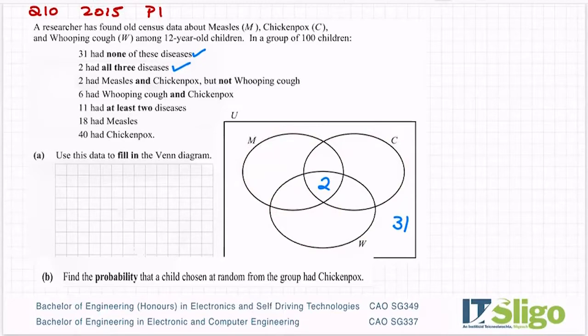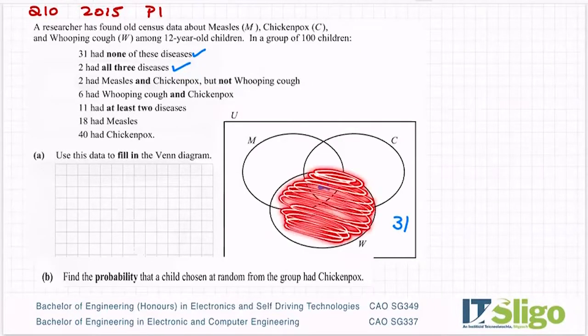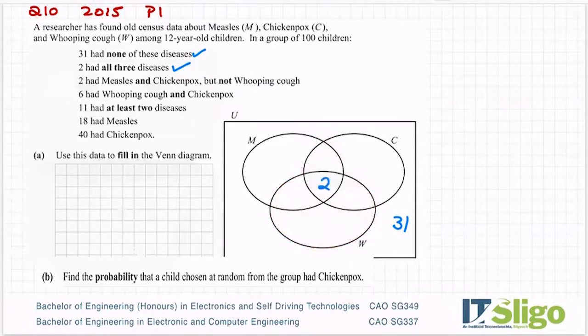Okay, next one, 2 had measles and chickenpox, but not whooping cough. But not whooping cough means the circle is out of the picture. So cover that one with your hand because it says but not whooping cough. Then it's easier to see that this is the area that is measles and chickenpox. That's the only place that's part of the 2 circles. So that is also a 2.